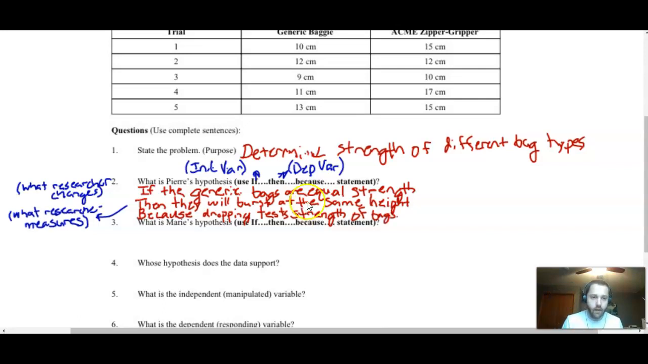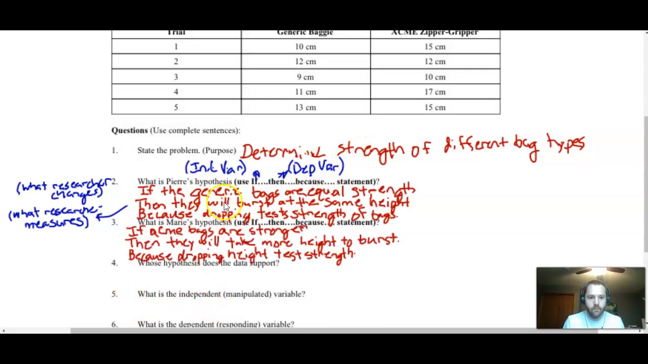Okay, again, I would pause the video now and see if you can write Marie's hypothesis, making sure that your if statement relates to the independent variable, then statement relates to the dependent variable. So a good example of Marie's hypothesis would be if Acme bags are stronger, then they will take more height to burst because dropping height tests the strength.